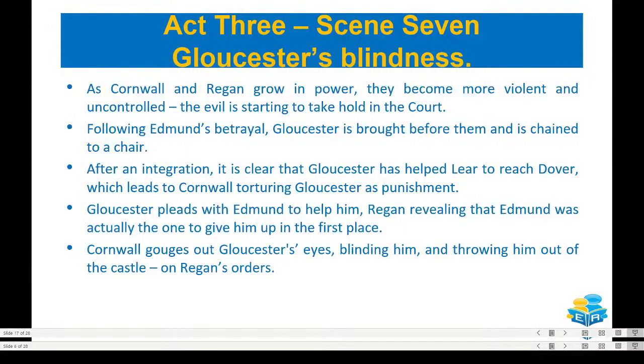Which leads Cornwall to torturing Gloucester as punishment, because by getting Lear to Dover, it means that he is protected by the French army that are going to launch an assault on the court to restore Lear. And again, Regan and Cornwall want to hold on to power. They fear a challenge to their power, this illegitimate power that they have, by the way, because they manipulated the power out of their father. So the fact that Lear has reached Dover, it is this oh no moment. All right. And what happens?